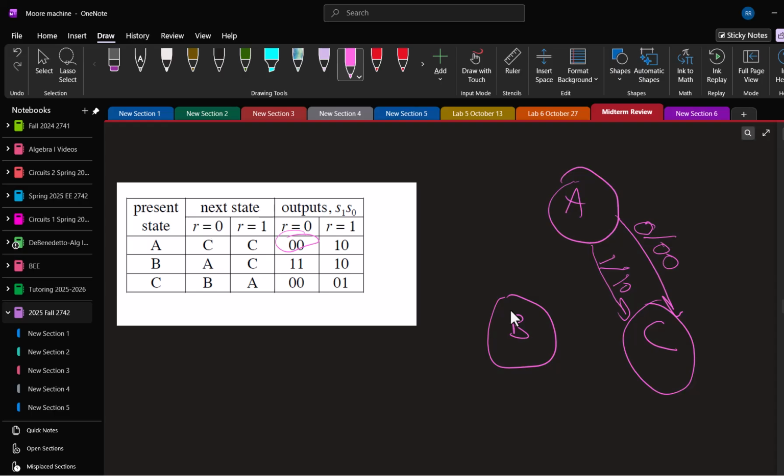From B, I go to state A if R is 0, and my output is 1, 1. And I go to state C if R is 1 and my output is 1, 0. And from C, I go to B. R equals 0, and my output is 0, 0. And I go to A if R is 1 and my output is 0, 1.